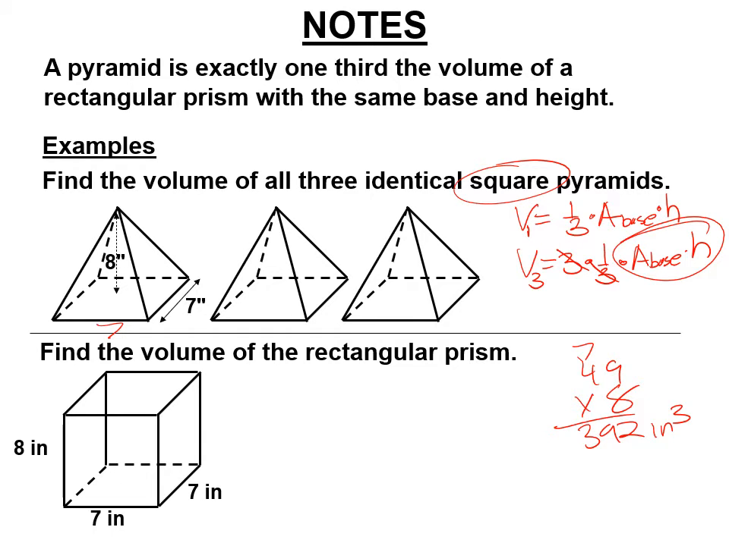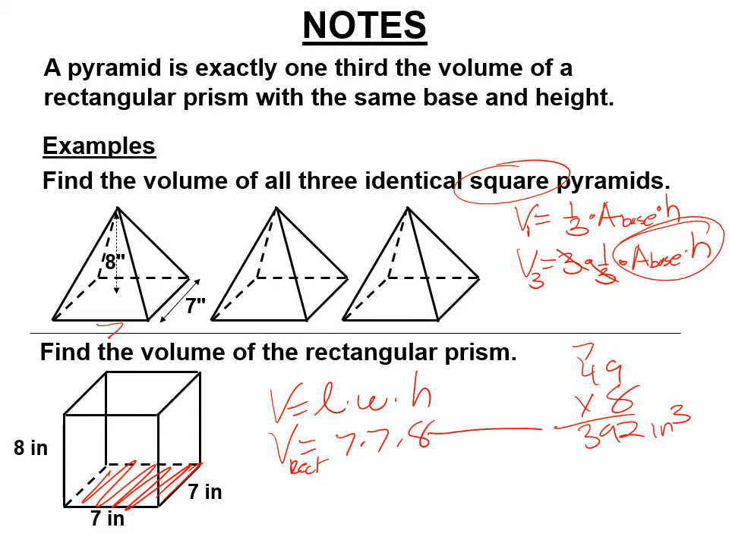What's the volume of this one rectangular prism? Well, the length times the width gives you the area of the base, times the height. The volume of that rectangular prism is 7 times 7, 49 times 8. It's the same answer. It doesn't really look it, but all three of those fit in there. A pyramid is 1/3. For this to be true, they have to have the exact same height and the exact same base. But if they have the exact same height and exact same base, three of those will fit.